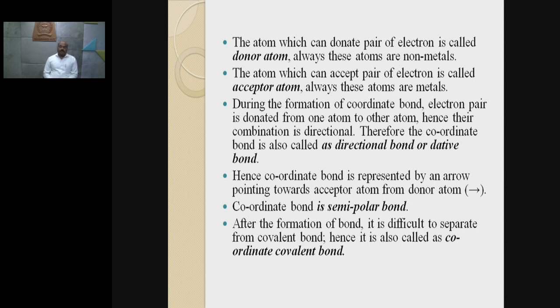After the formation of the coordinate bond, it is indistinguishable from the covalent bond. Because similar to the covalent bond, there is an overlapping of atomic orbitals. Similar to the covalent bond, there is a sharing of the lone pair of electrons in the overlapping region. Therefore, it is similar to the covalent bond. Hence, we cannot distinguish the coordinate bond from the covalent bond after its formation. Hence, the coordinate bond is also called a coordinate covalent bond.